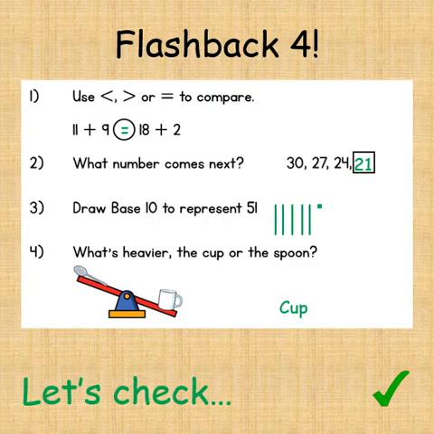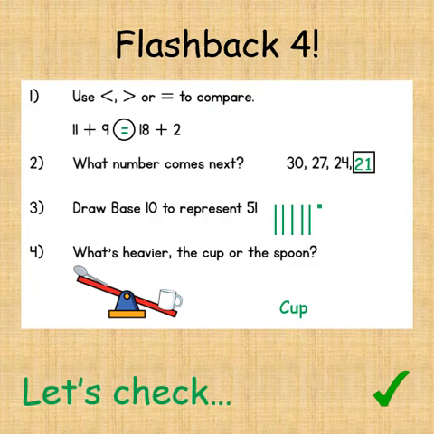Okay, question number 2 said, what number comes next? And you'd got 30, 27 and 24. Now you can see that it's counting back, it's taking away 3 every time, so I put 24 in my head and I've taken away 3. 23, 22, 21. So the number that comes next is 21. So well done if you've got that right.